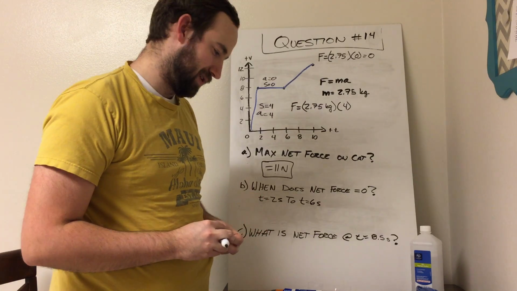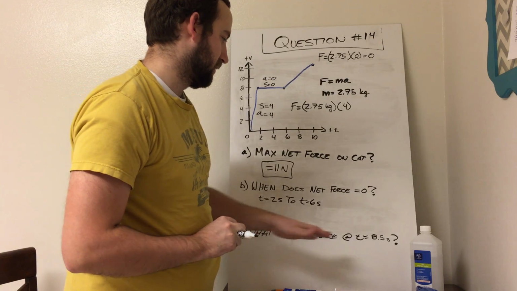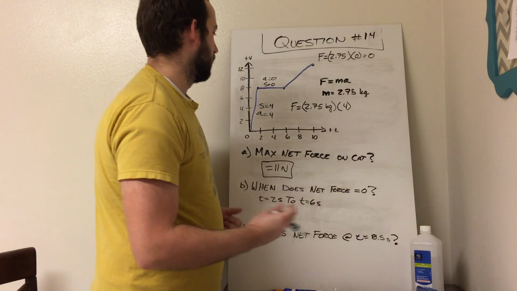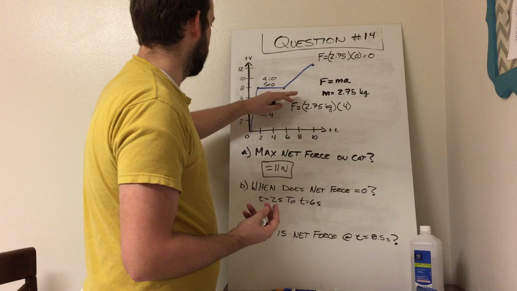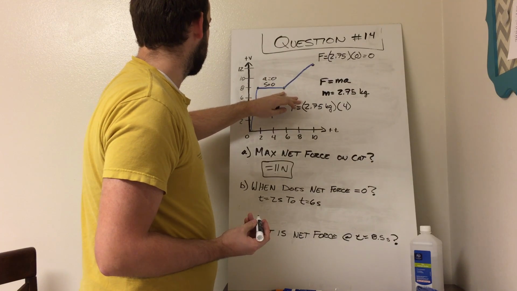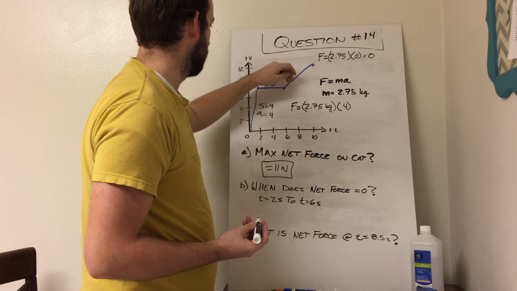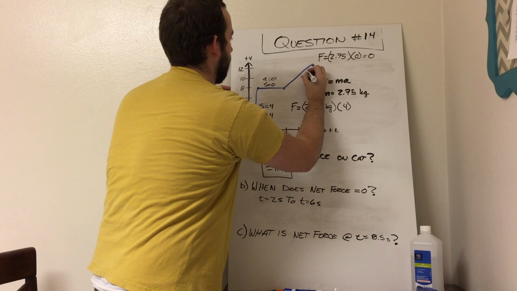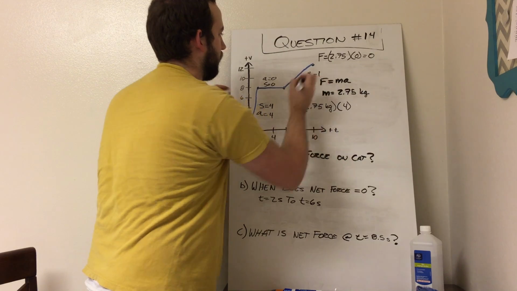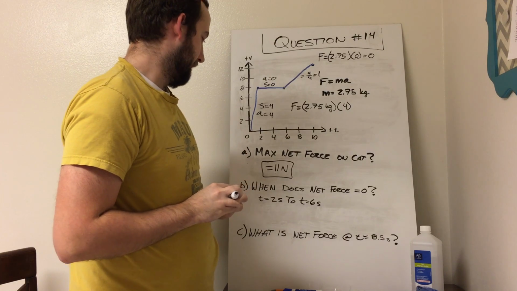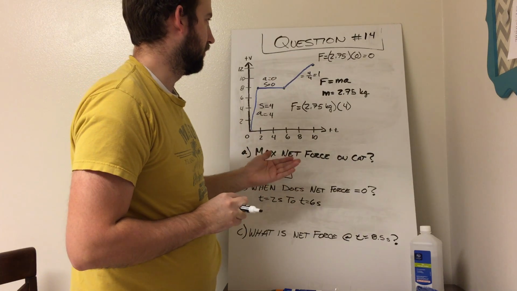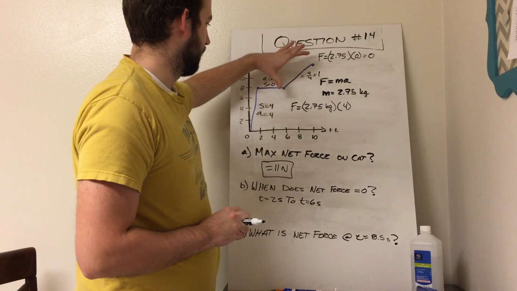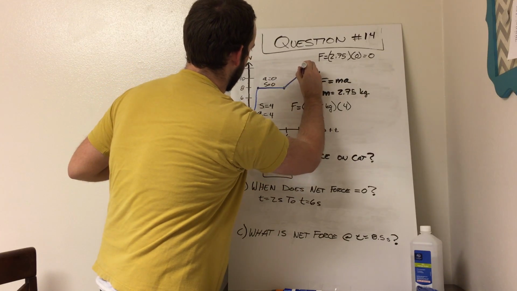Now all we have left is part C. It wants to know the net force at time equals 8.5 seconds. We look once again at our graph. We can see that this is going up 4 and over 4. So the slope here, 4 over 4, equals 1. So if 1 is our acceleration over this time period, because 8.5 is going to happen right here, then we can find the net force.